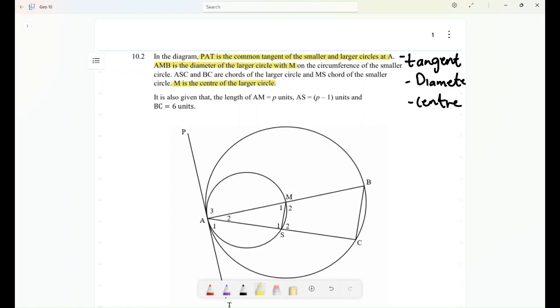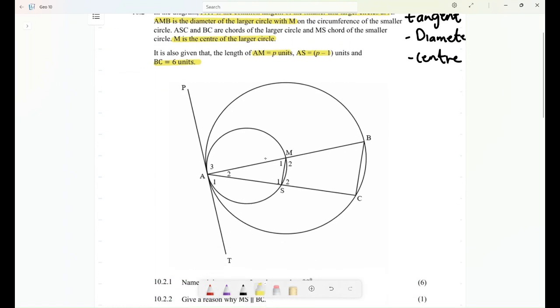Now it is also given that the length of AM is P units, AS is P minus 1, and BS is 6 units. Now let's try to see. If this is my common tangent, and remember I said I'm going to use these things now. Common tangent, what do I know about a common tangent?